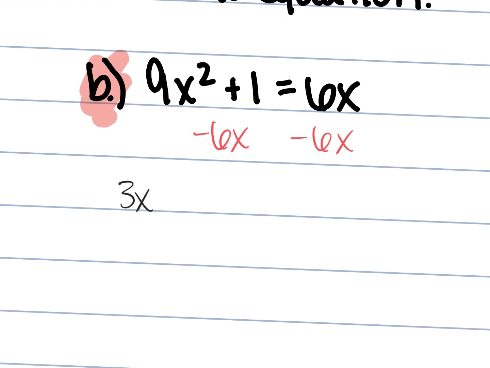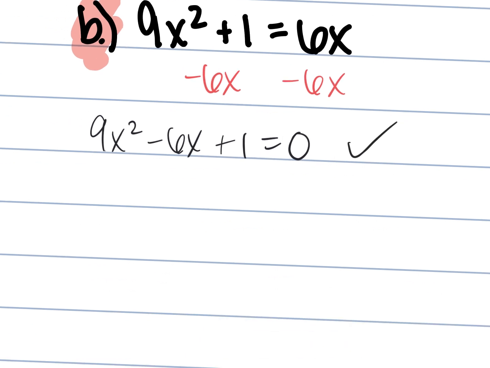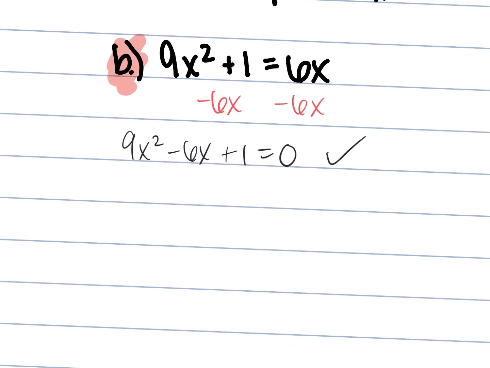Do I get 3x squared? Why not? Why can't I add those two terms? They're not like terms, okay? What do I get instead? Very good. Plus 1 equals 0. Okay? Is it in standard form now? Bingo. So I list out what 3 values? My A, B, and C. What's my A value? Good. -6 and 1.